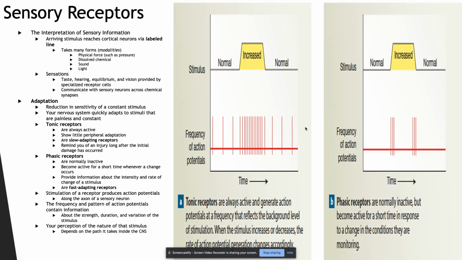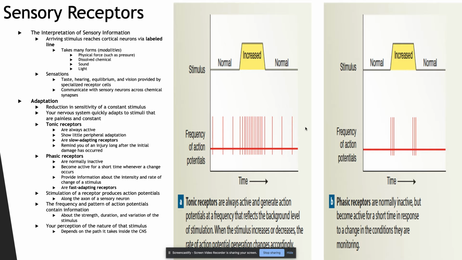Peripheral adaptation occurs when the level of receptor activity changes. So the receptor responds strongly at first, but then its activity gradually declines, in part because the size of the generator potential gradually decreases. This response is characteristic of phasic receptors, which are also called fast adapting receptors. For example, temperature receptors are phasic, and you seldom notice room temperature unless it changes suddenly.